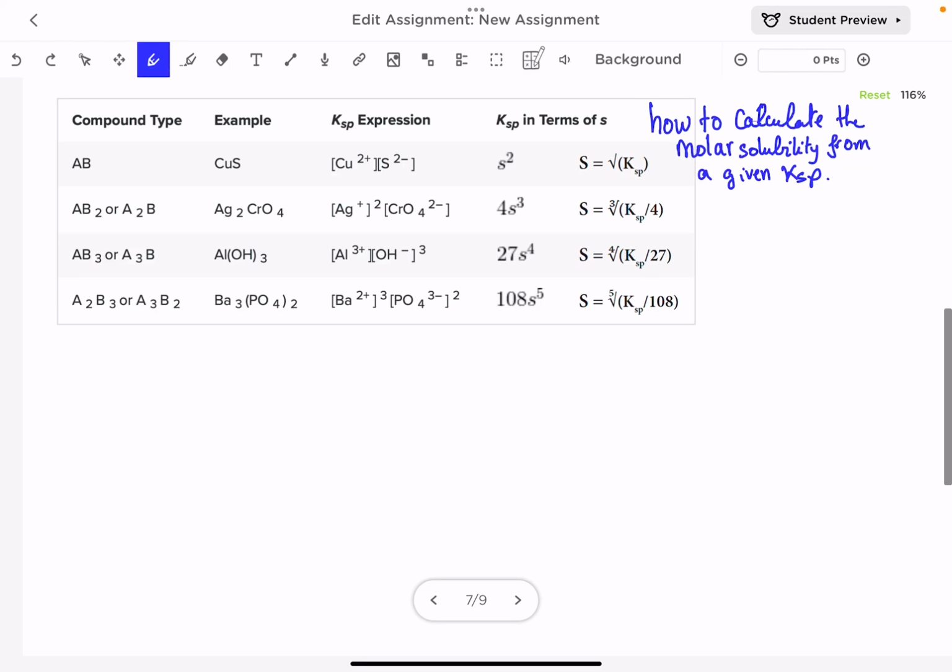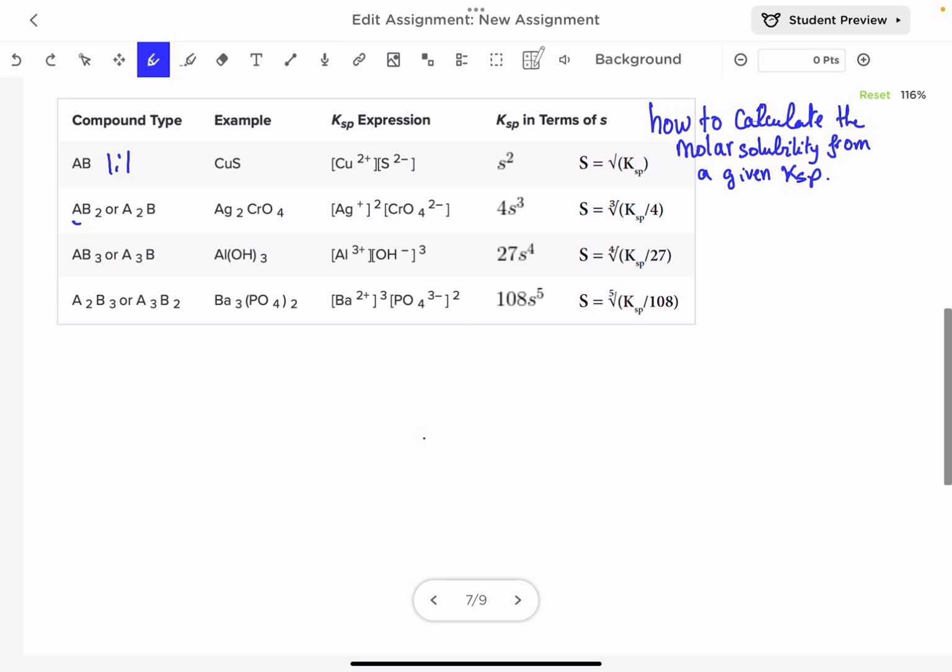In this tutorial, I will explain to you how to calculate the molar solubility from a given KSP. You need to understand that the molar solubility S formula changes depending on the ratio of the insoluble salt that we are dealing with. So, for example, if we are dealing with a salt with 1-to-1 ratio, like for example copper sulfide, the formula of S would be square root of KSP.